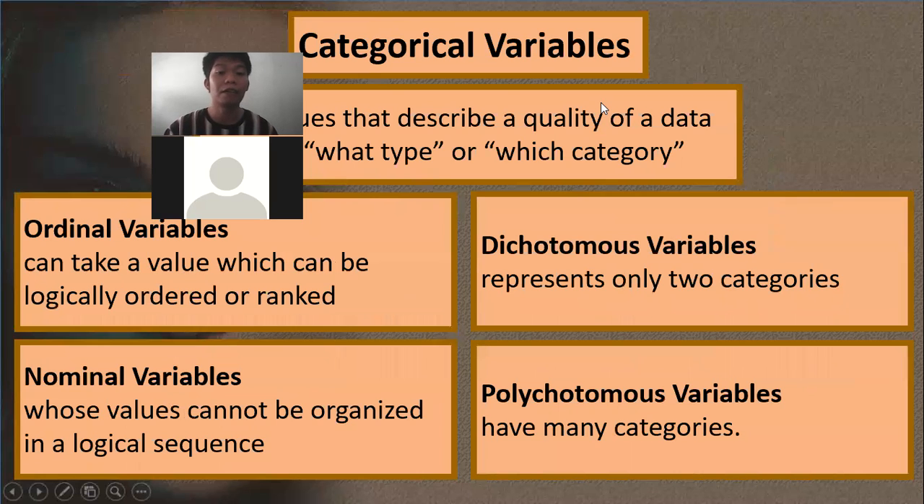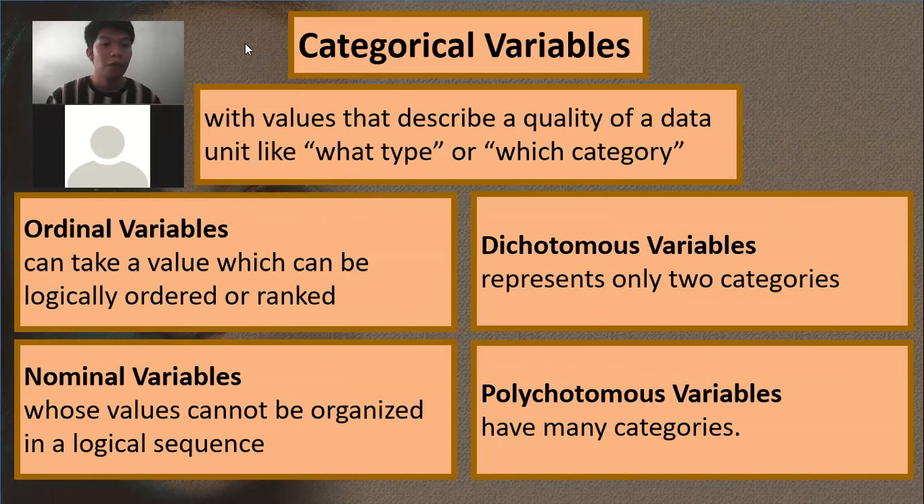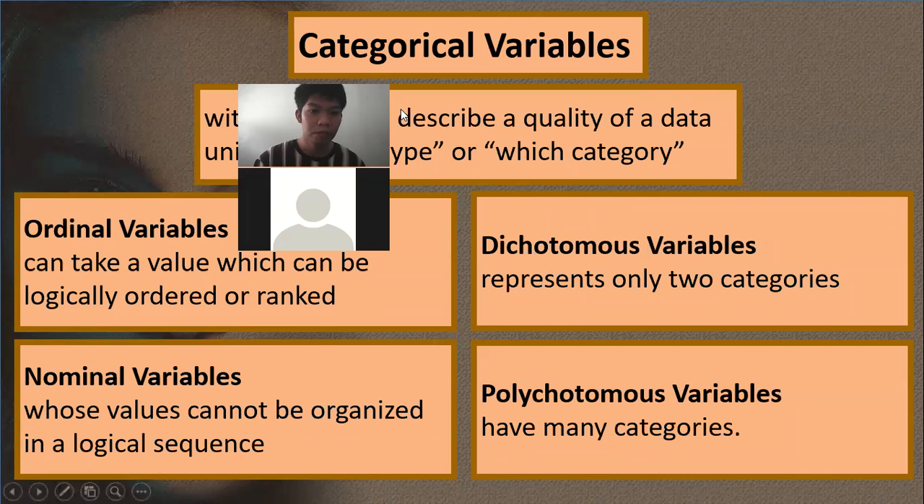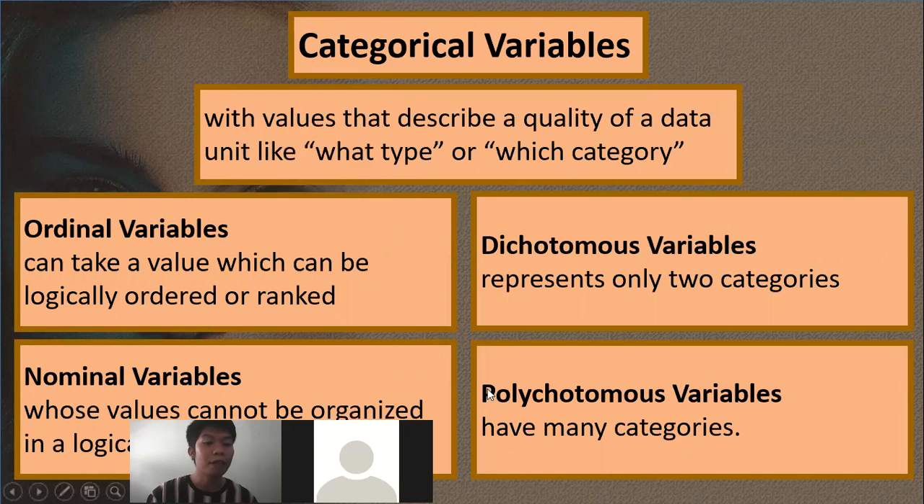We also have categorical variables. Categorical variables are variables with values that describe a quality of a data unit, like what type or which category. So basically, when we say categorical, it refers to the characteristics of the data, meaning you classify according to the quality of the data. And we have four types of categorical variables: ordinal, nominal, dichotomous, and polychotomous.